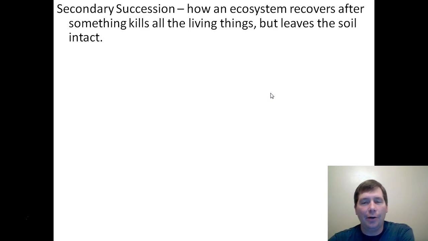So the other example of ecological succession is secondary succession. Secondary succession describes how an ecosystem recovers after something came in and killed all the living things, but left the soil intact. That's secondary succession. So in primary succession, we just had bare rock, and we had to get living things to live there. In secondary succession, all the living things are dead, but the soil is still there, so plants can immediately come in and grow.